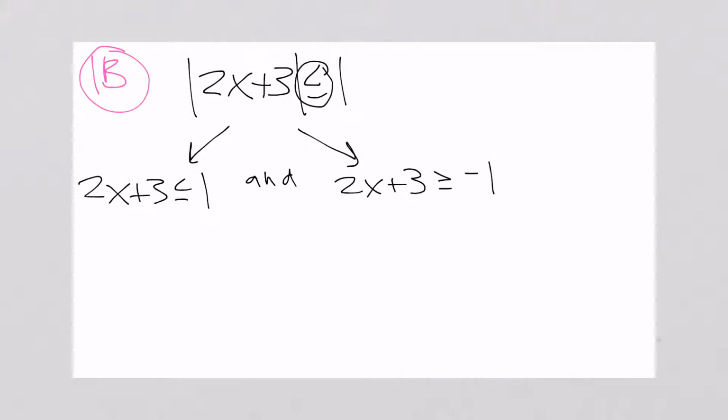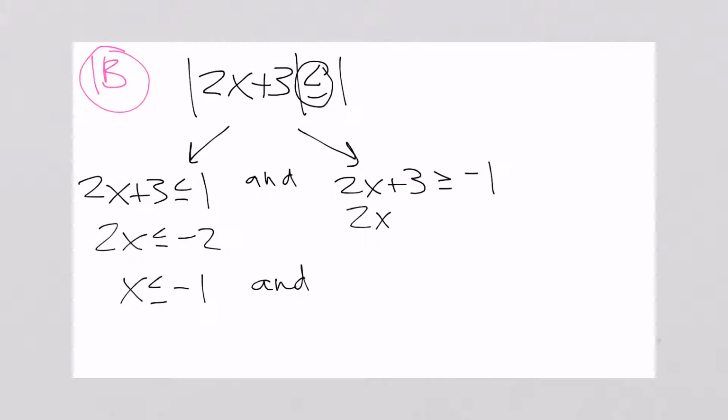All right, so 2x is less than or equal to, let's subtract 3 on both sides. So 2x is less than or equal to 1 minus 3. 1 minus 3 is negative 2. Divide by 2 on both sides, x is less than or equal to negative 1.